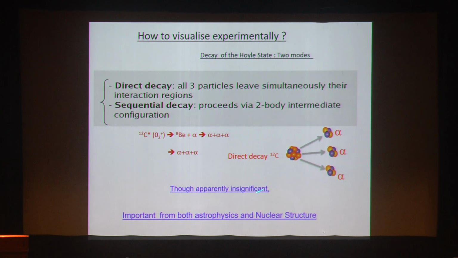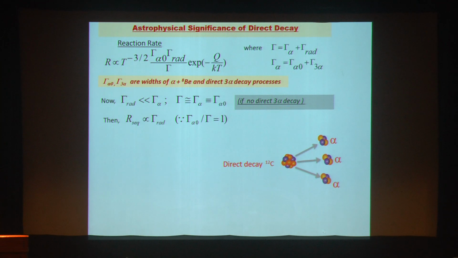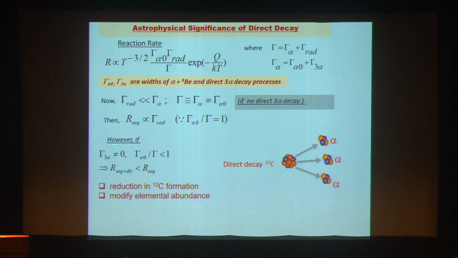Though apparently this direct decay is insignificant, it is important from both the astrophysics and nuclear structure points of view. Till now it has been assumed that there is no direct 3 alpha decay, so the reaction rate is only for the sequential decay, and it is governed by the width of the radiative decay. However, if there is any 3 alpha decay mode, then gamma alpha 0 by gamma will be less than 1, and the reaction rate of sequential plus direct will be less than R sequential. That means there will be a reduction in carbon formation, and it will modify the elemental abundance. So direct decay has a strong role in elemental abundance, and one has to measure it very precisely.